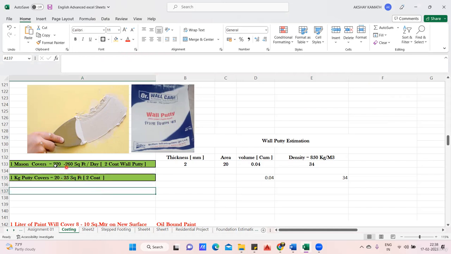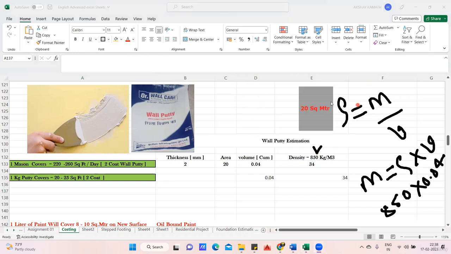Okay, similarly, if I put one mason, and I tell that mason, see, this is a wall what I have, I want you to do the wall putty on this. So how much productivity can he do? It has been observed that if you deploy one mason, he can cover 220 to 260 square feet of wall putty of 2 coats in a single day.